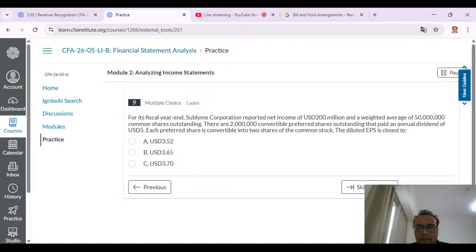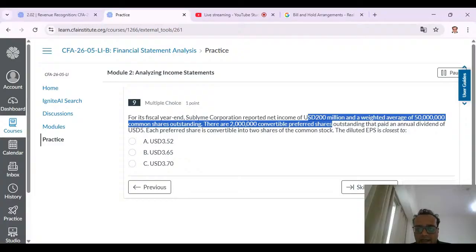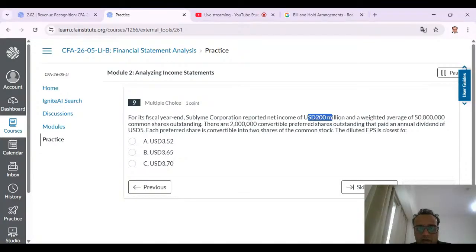The diluted EPS has to be my 200 million plus the amount that I save, 2 million into 5 USD, which is 10 million. So मेरा 210 होना चाहिए मेरा न्यूमरेटर, और डिनोमिनेटर होना चाहिए 54. Perfect. 210 divided by 54 is equals to 4.11, and the amount which is closest to that is 3.7. और दूसरा ऑप्शन अगर 200 में करूँ डिवाइडेड बाय सीधा 54 करूँ, so it is 3.92.